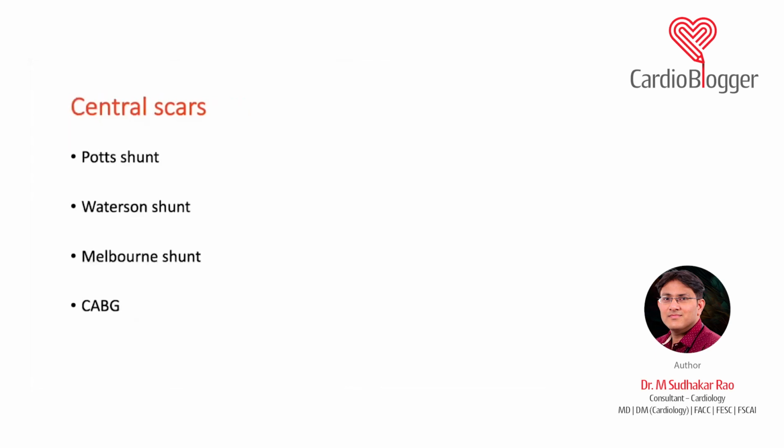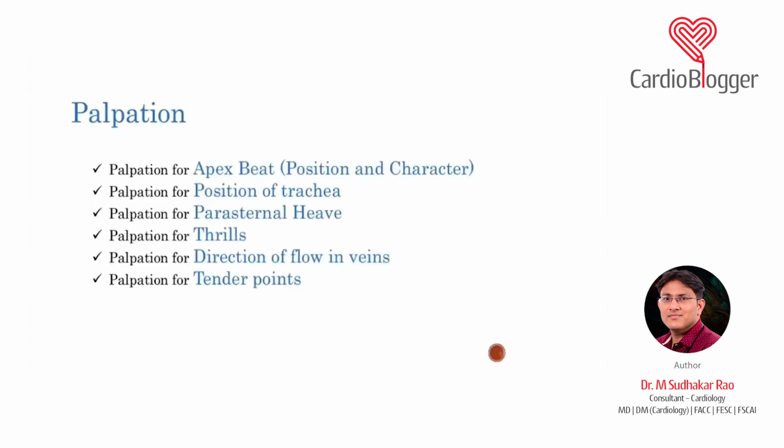We know the central scars are usually seen in patients who have undergone bypass surgery, and with central shunts, aortopulmonary shunts like the Potts shunt, Waterston shunt, and the Melbourne shunt. So these are the various scars you should always look for. Apart from the CABG scars, you should also look for the scars from where the veins are taken, like in the leg, where saphenous vein grafts are taken from both legs, or the radial artery, usually the left radial artery. Those scars can be seen showing the underlying CABG.